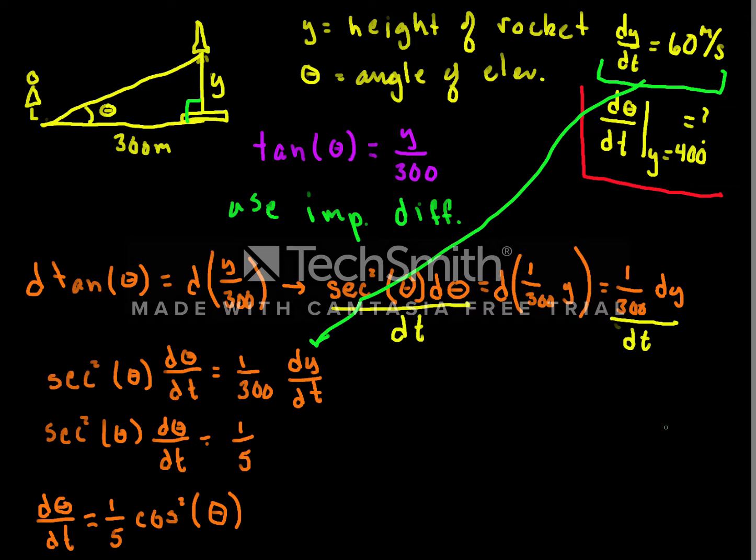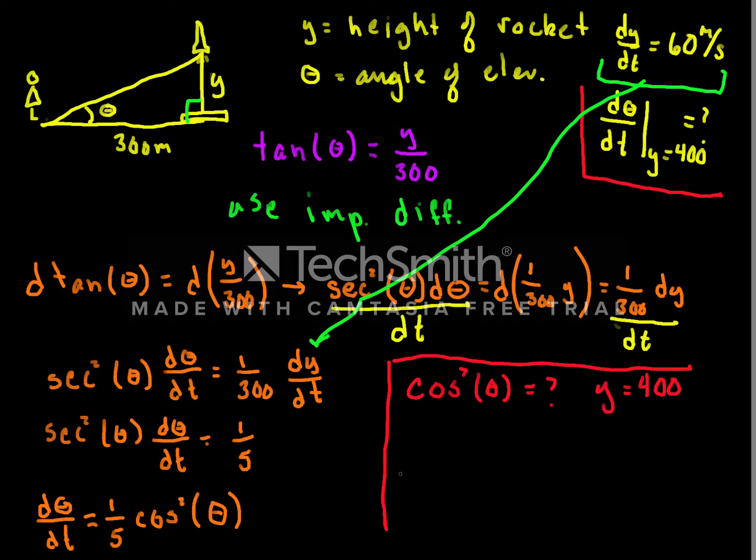And I want to know, what is d theta dt when y equals 400? Well, my gosh, I don't even have a single y in this equation. But I know my trig identities, my relationships, so I could figure out what cosine squared is when y is equal to 400. So over here, I'm going to make a little bit of side work. So I want to know, what is cosine squared of theta equal to when y is equal to 400?